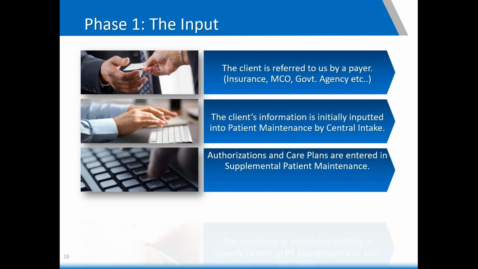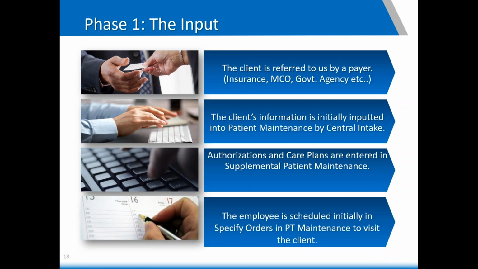When they've put all that information in, central intake contacts the branches, and the branches will be able to create an initial schedule and specified orders. One thing I want to point out here: at this point, those schedules must have the correct service code to be able to bill and pay. Later in the presentation, I will discuss those service codes.